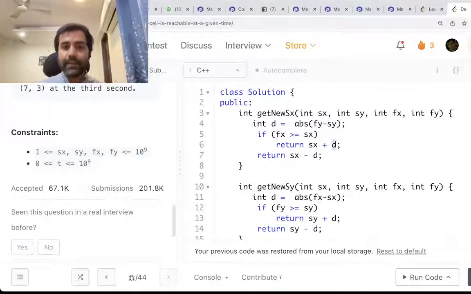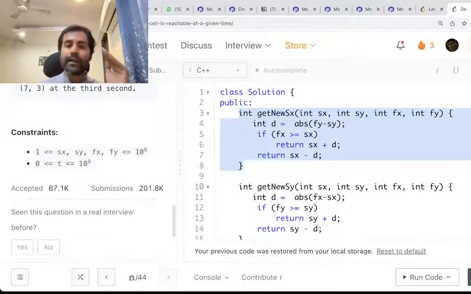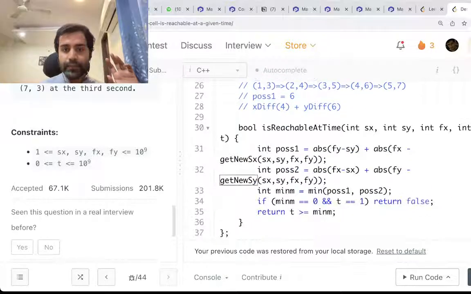But on the other hand, if the x coordinate of your destination point was smaller, that means it was lying behind. If it was lying behind, that means you moved backwards. So in that case, the updated value would have been sx minus d. So this way I am getting to know the updated value of the x coordinate. I have written these separate methods for the ease of understanding, so that you can understand that whenever we are moving along a diagonal to equalize our y coordinate, how do we get to know the updated x coordinate.